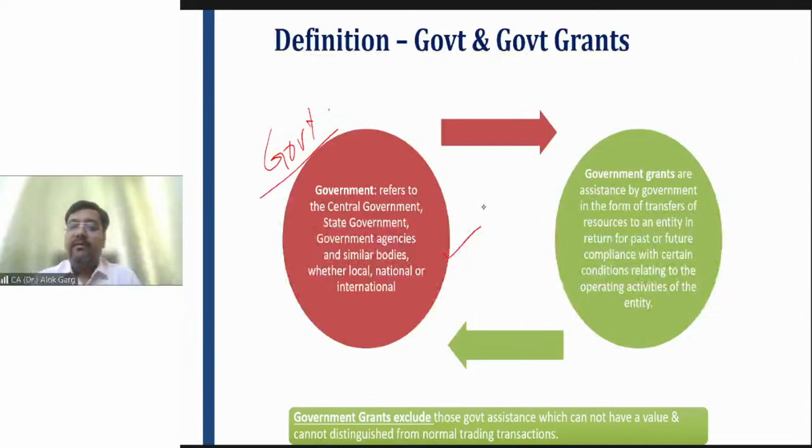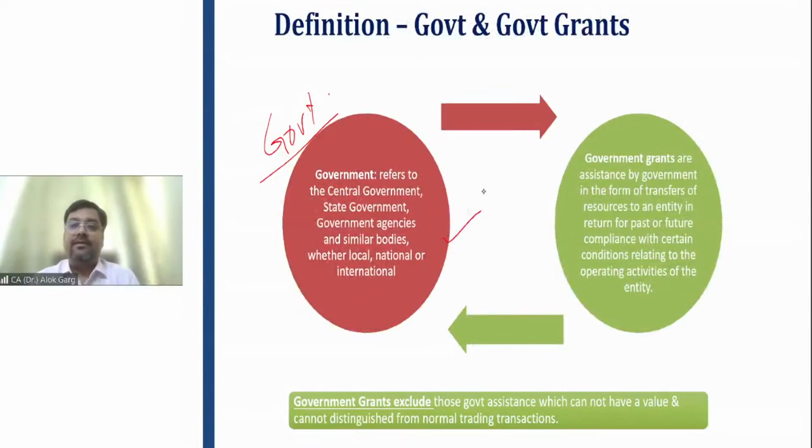Is that clear? Now coming to the government grant. So we understood the meaning of government. Now, what is the definition of government grant? Government grants are assistance by the government. But sir, what is the difference between the grant and assistance which you have talked about? Okay, so government grants are assistance by the government in the form of transfer of resources. The government is providing an assistance, and what is that assistance? The government is transferring some resources to an entity.